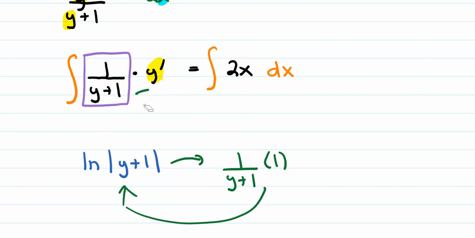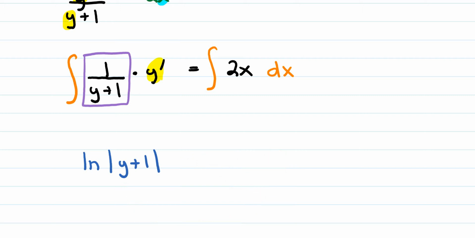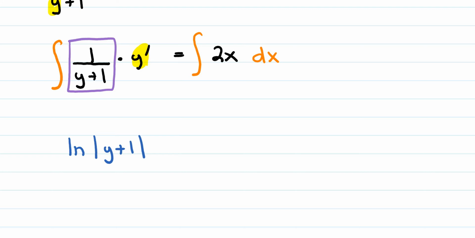Either you can do that by inspection, or you can definitely use substitution. But if you try ln of y plus 1 and just take its derivative, you'll notice that it does take you back to the original problem there. So that's the left-hand side. Now what about the right-hand side? Well, the antiderivative of 2x is going to be 2x to the power of 2 divided by 2 plus c.